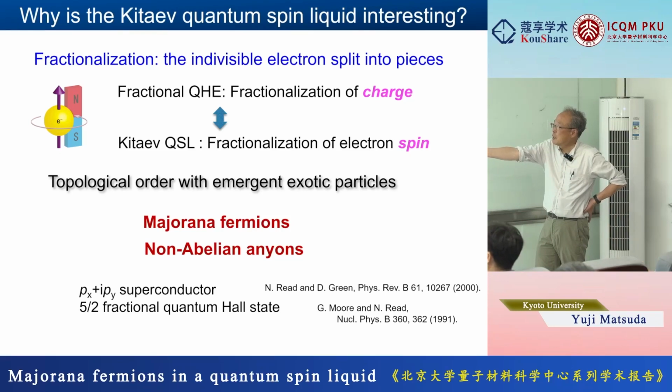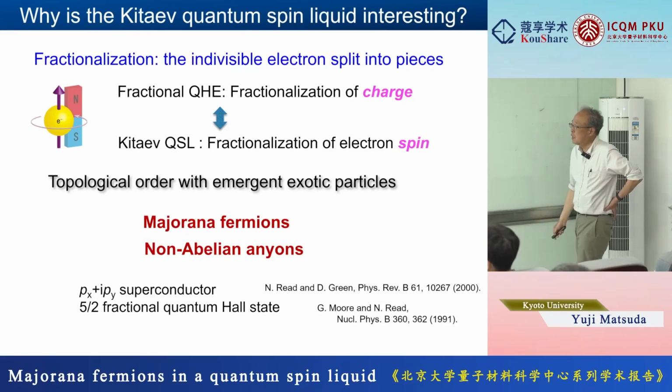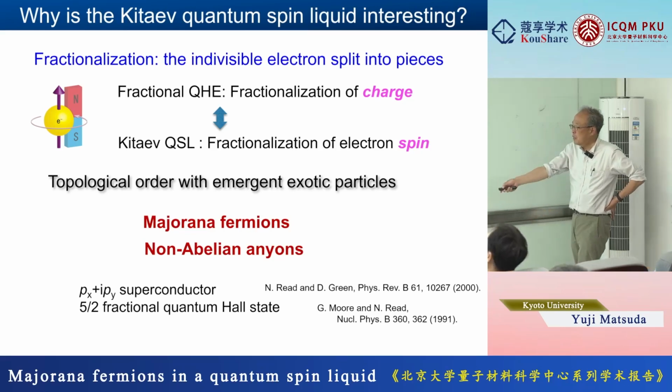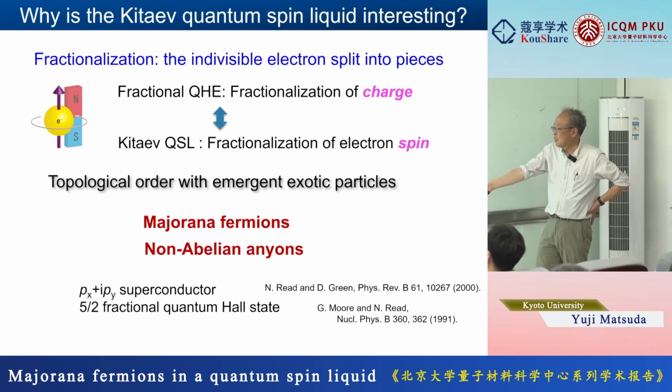One important point is the fractionalization. Fractionalization is when an individual electron splits into pieces. In the fractional quantum Hall effect, fractionalization of charge occurs. But in the Kitaev quantum spin liquid, fractionalization of electron spin occurs. As a result, topological order with emergent exotic particles appears. The emergent quasi-particles are Majorana fermions and non-abelian anyons. So it is very similar to the p-x plus i-p-y superconductor and the 5/2 fractional quantum Hall state.